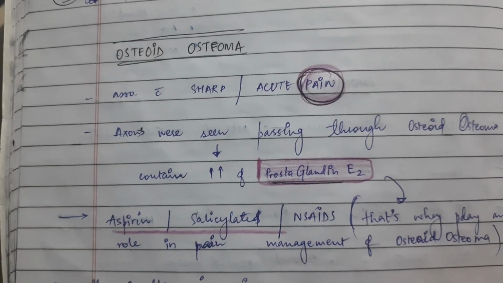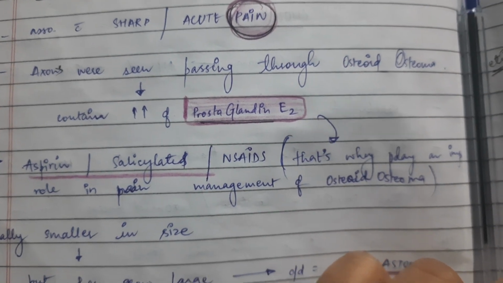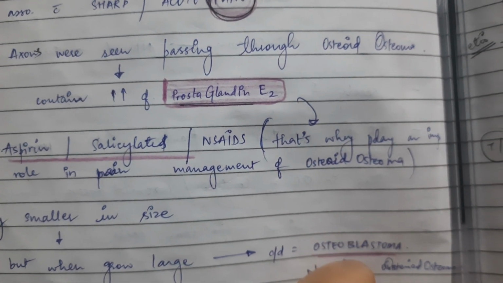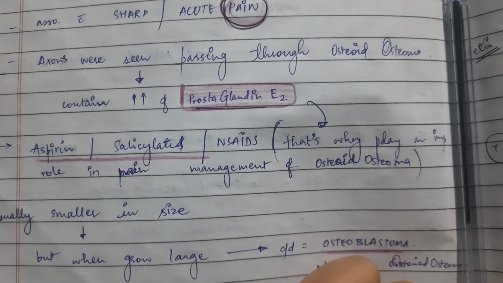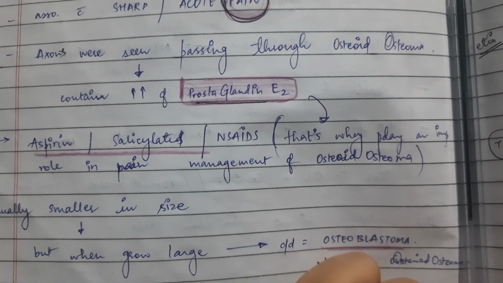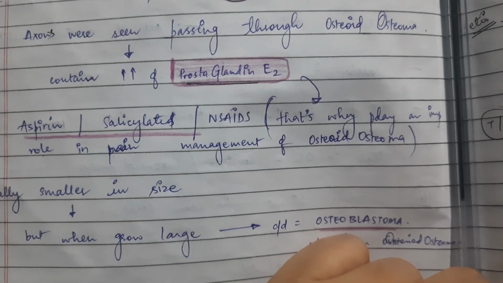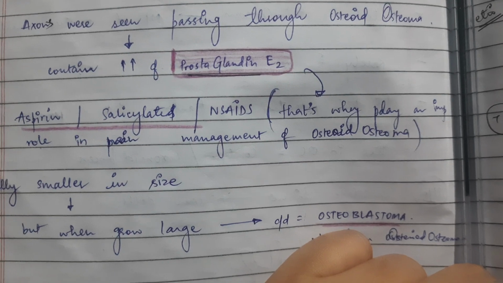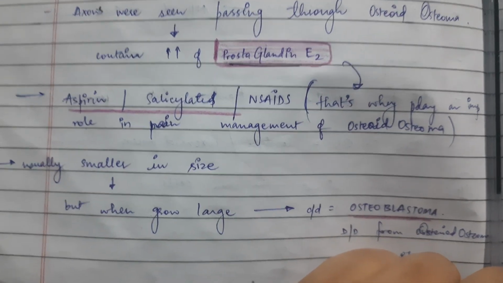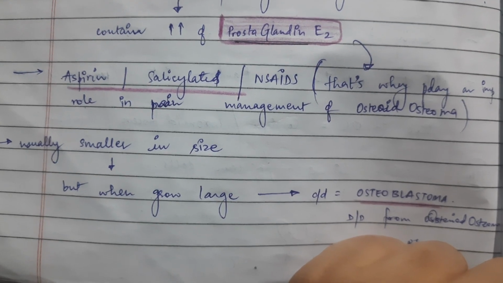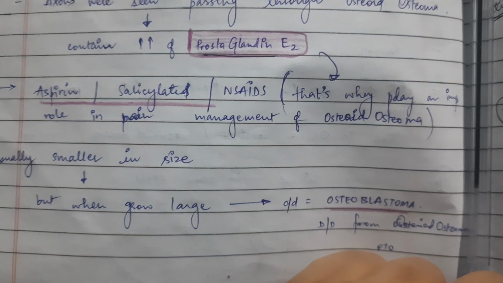Osteoid osteoma is associated with sharp acute pain. Osteoid osteoma contains an increased amount of prostaglandin E2, which is why aspirin, salicylates, and NSAIDs play a major role in its pain management. Osteoid osteoma is usually smaller in size, but when it grows large, it is called osteoblastoma.